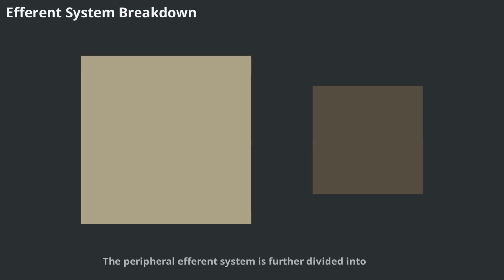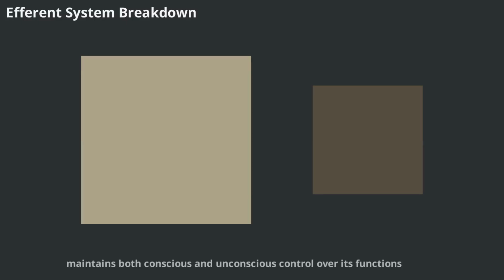The peripheral efferent system is further divided into the somatic nervous system and the autonomic nervous system. The somatic system controls voluntary movements, such as those involving skeletal muscles. Think of actions like walking or breathing. In contrast, the autonomic nervous system manages involuntary functions, such as heart rate, digestion, and glandular activity. This distinction is fundamental for understanding how the body maintains both conscious and unconscious control over its functions.